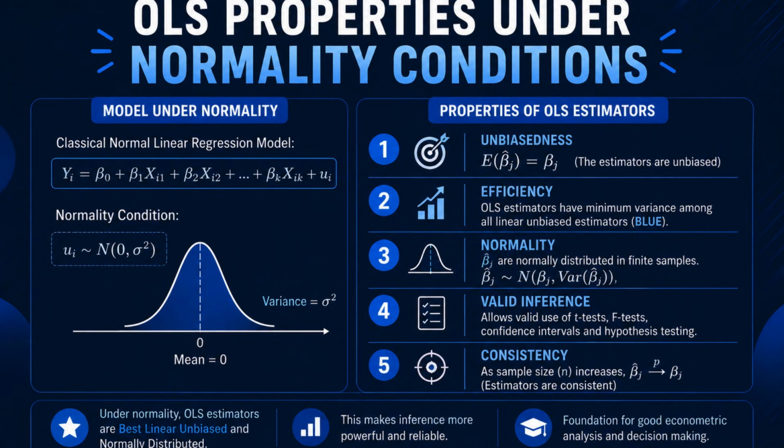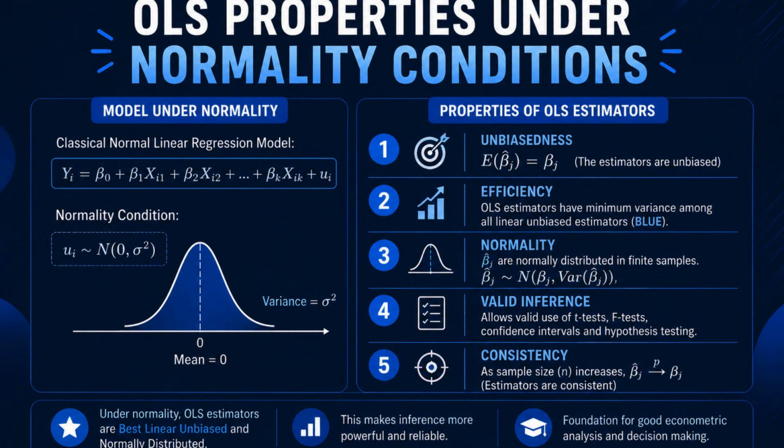Fourth, statistical inference. This brings us to the fourth property. Because of the normality assumption, we can derive the distributions required for t-tests and F-tests under the classical model. H equals 0. We can compare the estimated coefficient with its standard error and calculate a t-statistic. This allows us to determine whether the relationship represented by that coefficient is statistically significant.